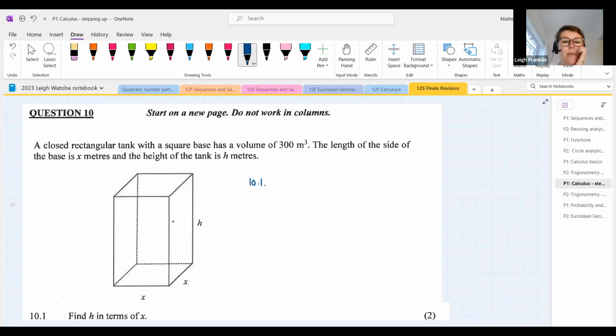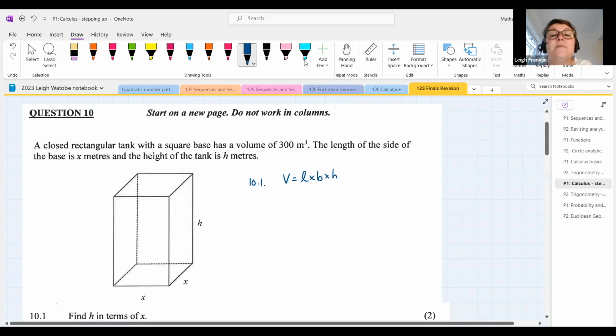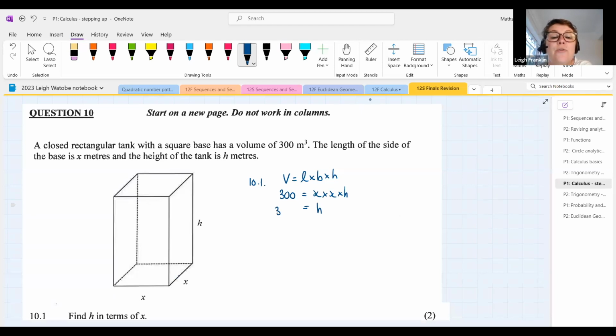What are we going to sub into here, guys? Good, Linda. What about everybody else? You're going to sub into volume, which is length times breadth times height. Good, well done, Penga. You've also got the same answer. So you'd put in your 300, your X squared times your H. If H is on its own, as both of you said, it would be 300 over X squared. So there would be a mark for subbing in, and a mark for your answer.